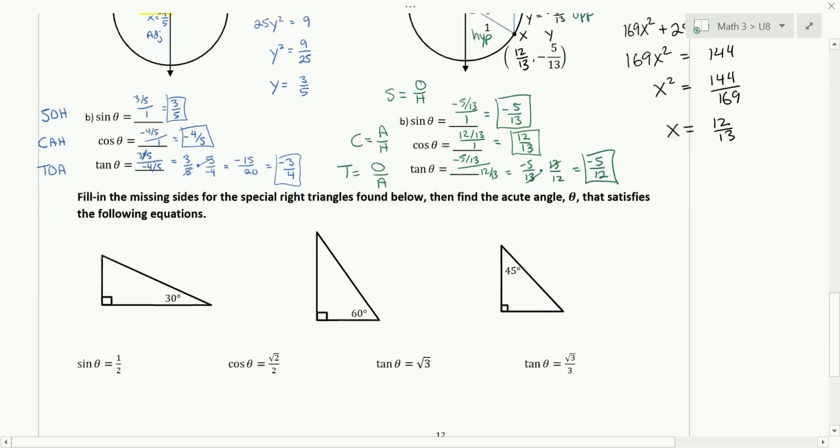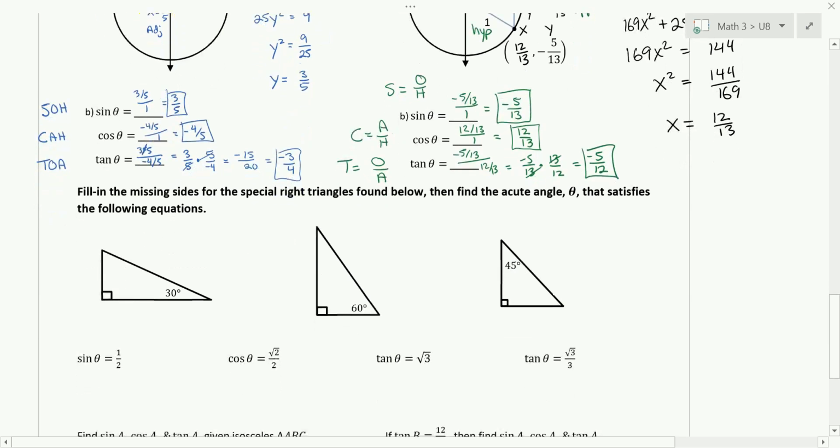This next part here, we're supposed to fill in the missing sides for the special right triangle, so let's do that. I wanted you to memorize one 30, 60, 90 right triangle. Across from 30, remember what side length? 1. Hypotenuse is 2, and then this is the square root of 3 across from the 60, okay?